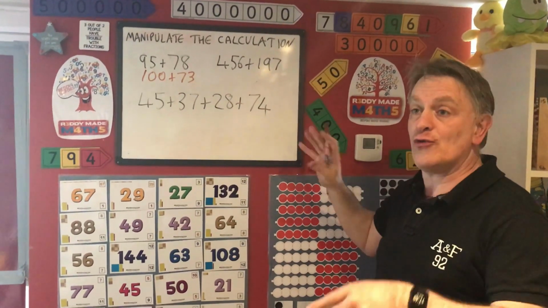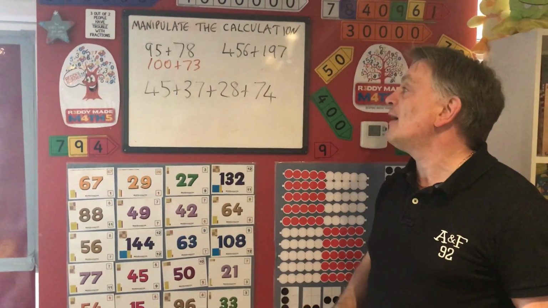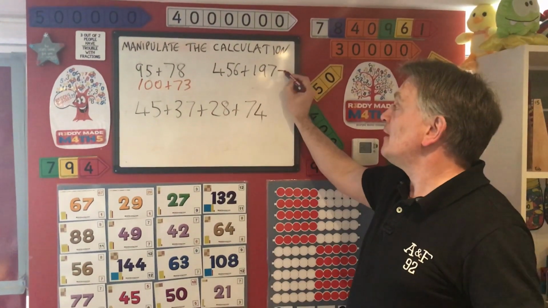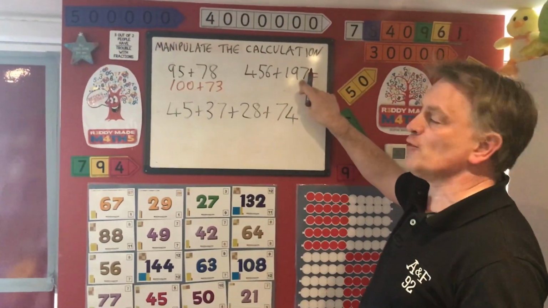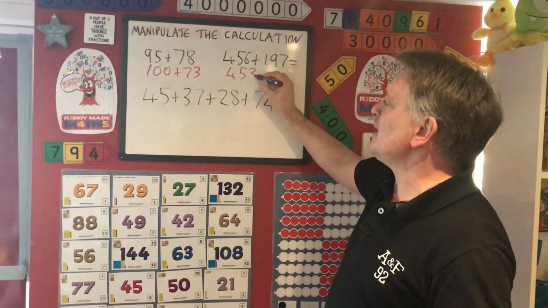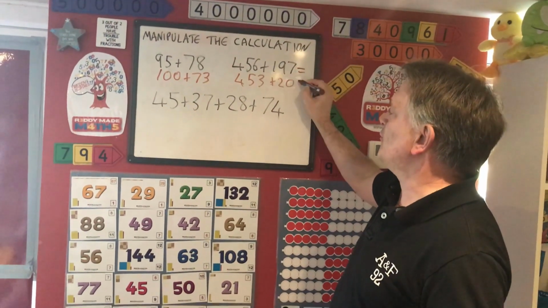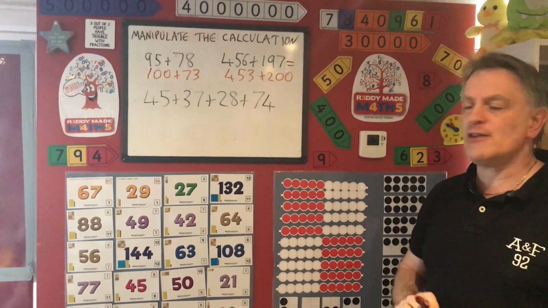I could add 200 and subtract 3, and some children and a lot of adults will still prefer to do that. But instead, what we could do is manipulate the calculation. We don't want that calculation. We'd rather this was 200, so we'll just pass 3 over. 453, add 200. Again, much, much easier. We then reached this calculation.